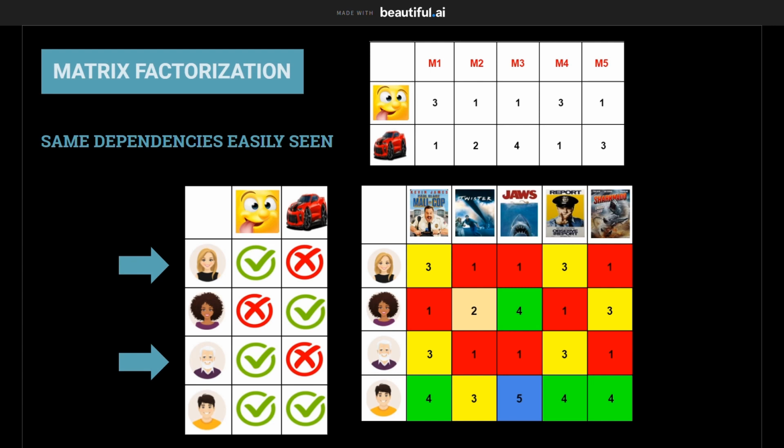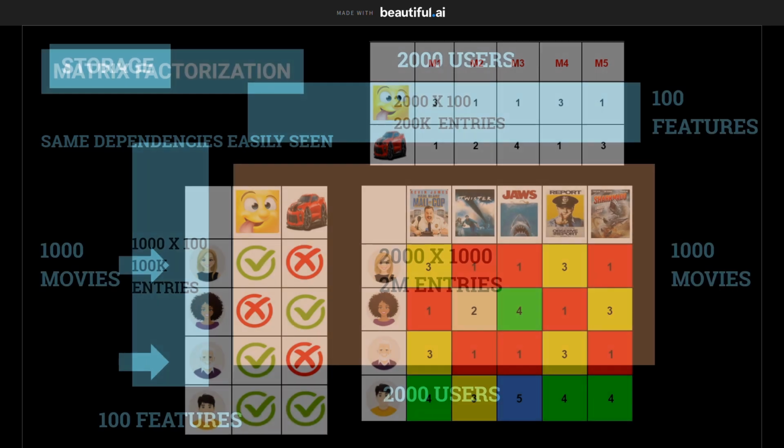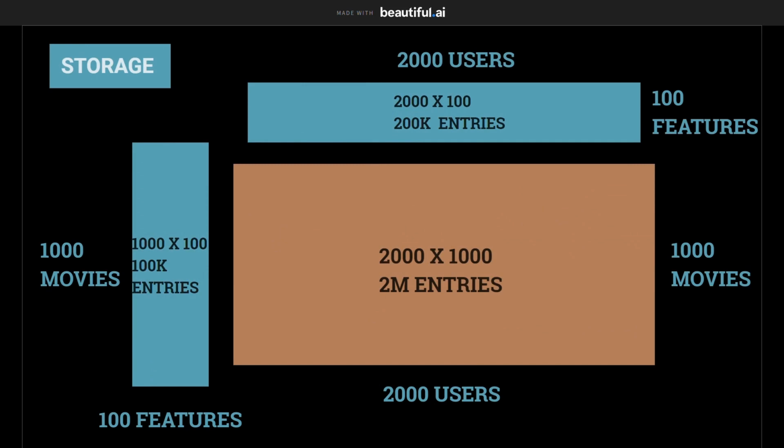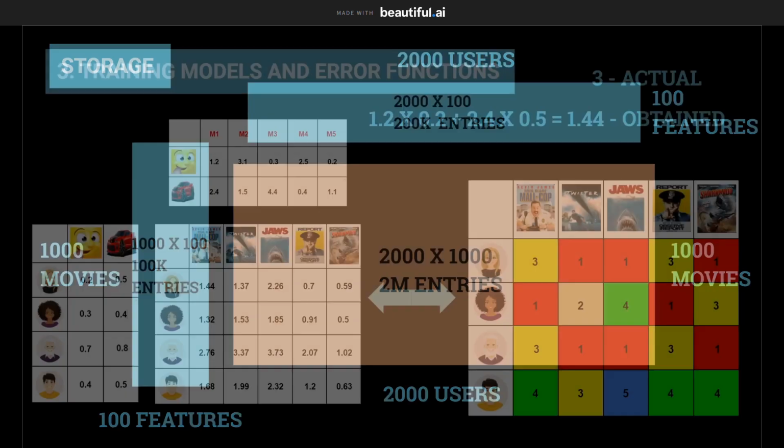One advantage of it is that the dependencies are clearly visible when you factorize, compared to when you try to figure them out in the original matrix. The second major advantage of decomposing is in terms of storage. If you maintain the original matrix, that is 1000 movies and 2000 users, it's going to have 2 million entries. Whereas when you decompose, it's going to be 200k plus 100k, that is 300k entries, which is far lesser than 2 million entries.